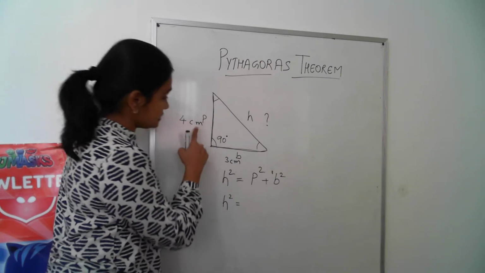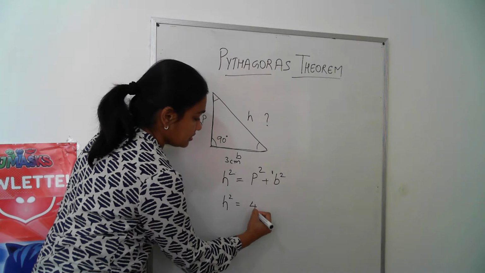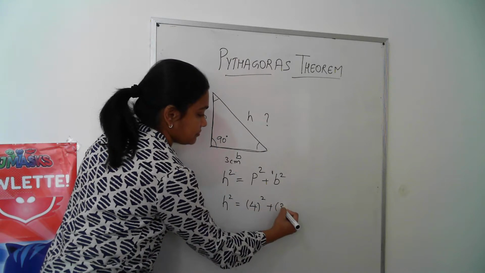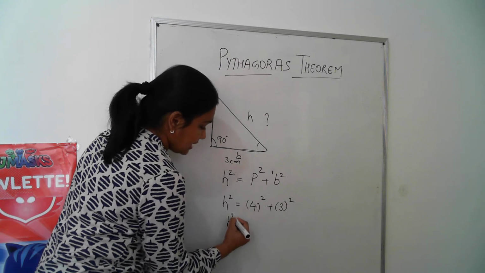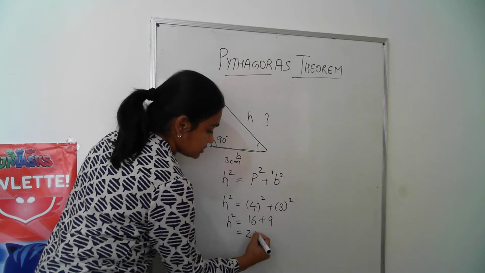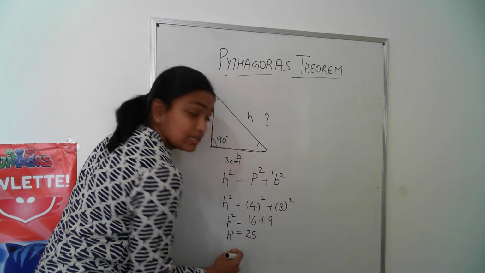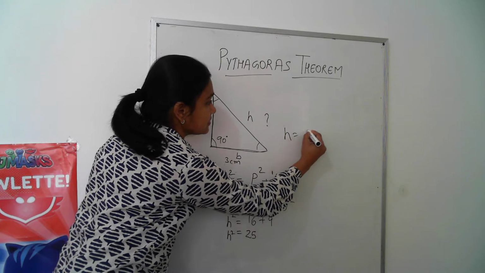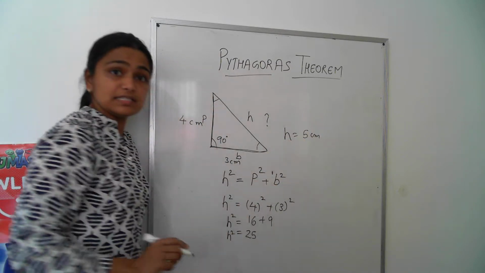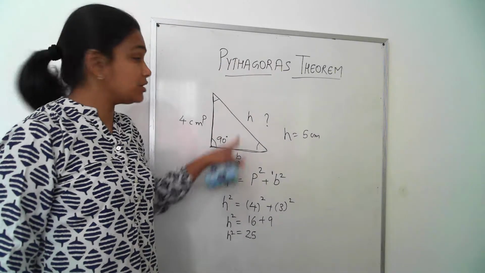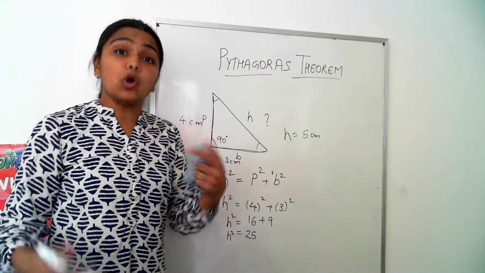H square equals to what is perpendicular? 4 square plus what is the base? 3 square. H square equals 16 plus 9 equals 25. Take the square root and then H is 5 centimeter. See, H is 5 centimeter, which is greater than 4 and 3, because hypotenuse is the longest side.